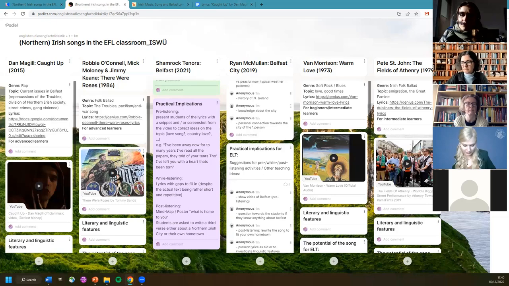And then, of course, you can also show pictures of Belfast as a pre-listening activity to give the students an impression of Belfast first before you dive right in. Yeah. All right. Thank you for these lovely ideas as well.